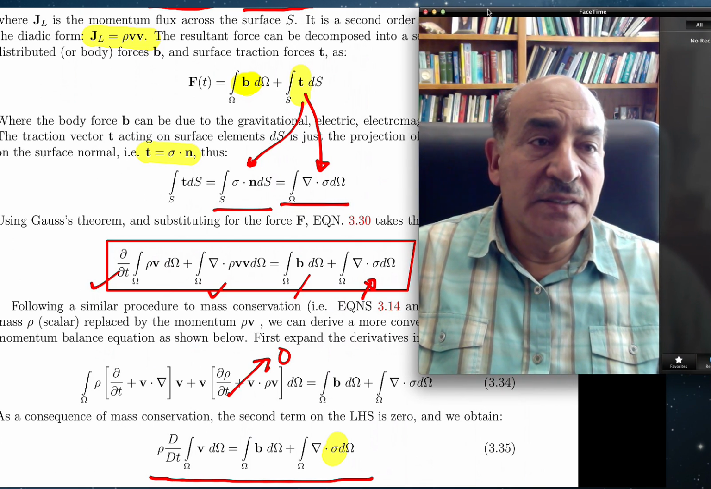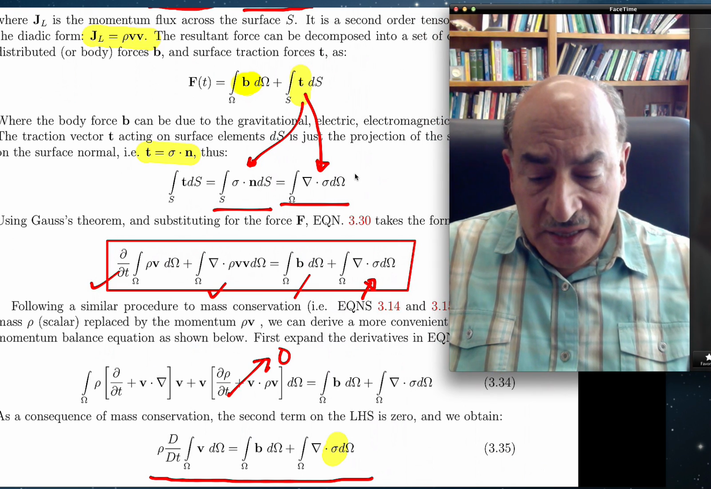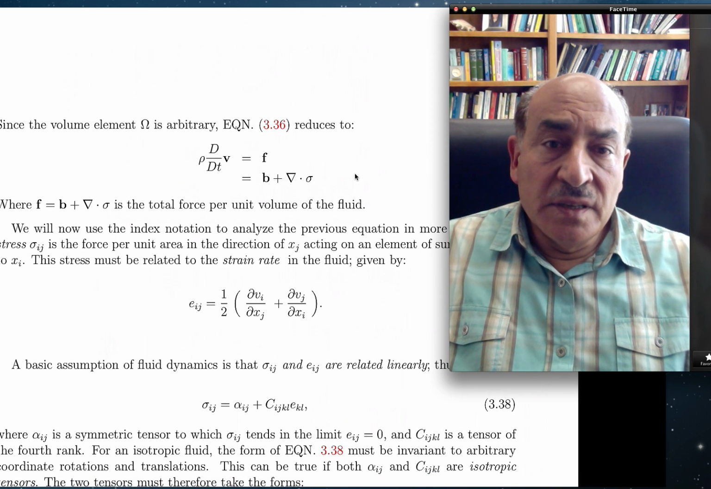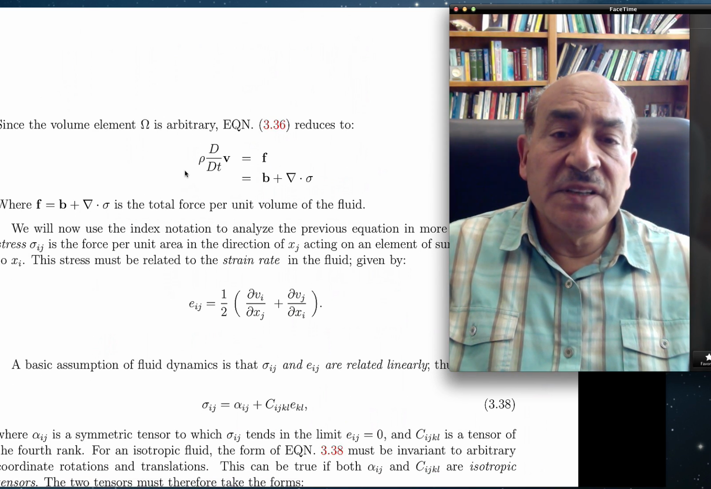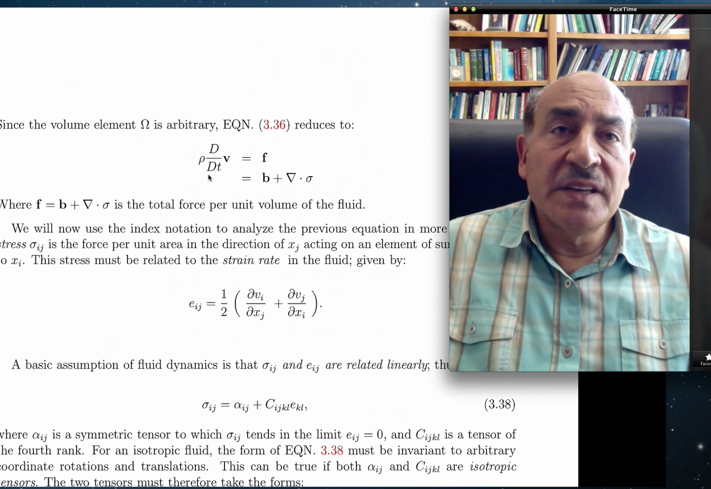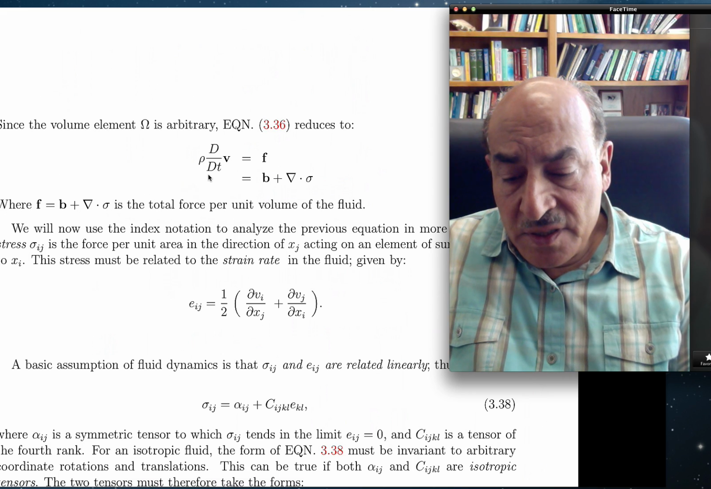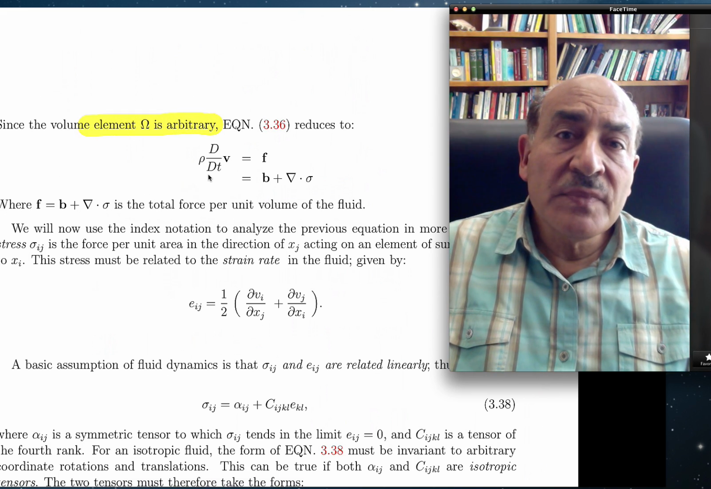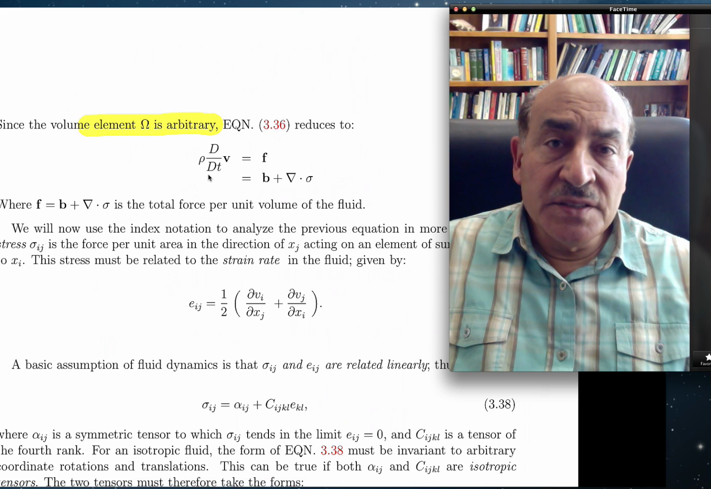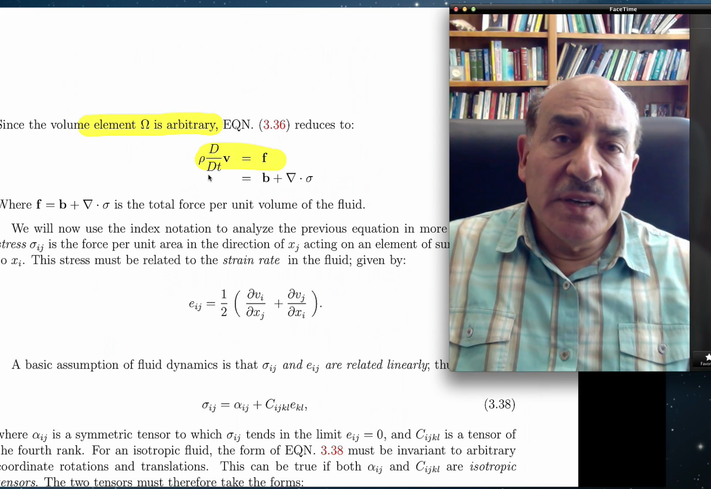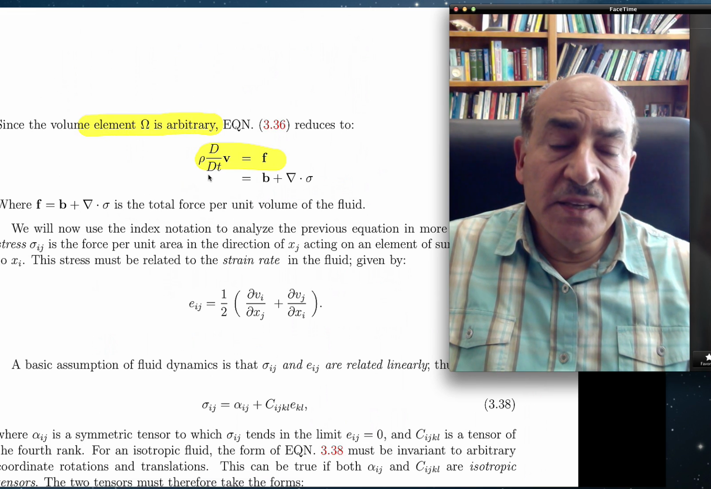So in the next step, if you look at this equation here, this is what we have in the strong form, because the equation is valid for an arbitrary volume omega, and therefore the integrals can drop out, and now the equation is simply this one: rho d v by dt equals F.